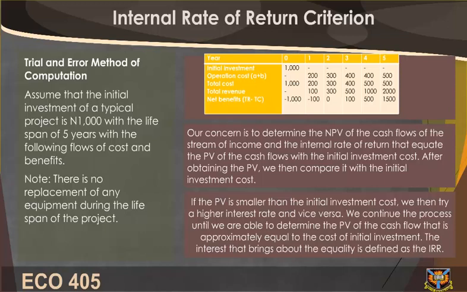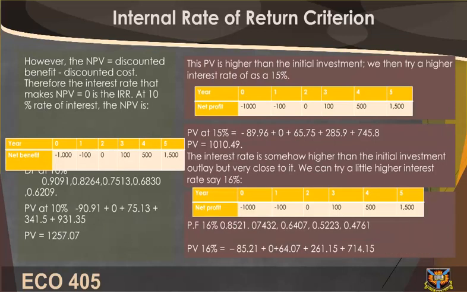After obtaining the PV, we then compare it with the initial investment cost. If the PV is smaller than the initial investment cost, we then try a higher interest rate and vice versa. We continue the process until we are able to determine the PV of the cash flow that is approximately equal to the cost of initial investment. The interest rate that brings about the equality is defined as the IRR. However, the NPV equals discounted benefit minus discounted cost. Therefore, the interest rate that makes NPV equal to 0 is the IRR.